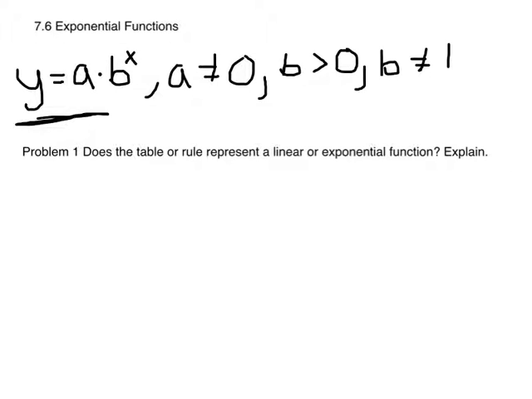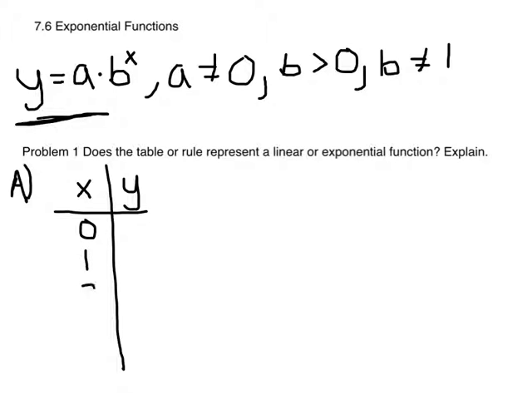Problem 1 asks us to look at two examples and say whether the table or rule represents a linear function or an exponential function, and then to say why. Problem A gives us a table. I want to write that table vertically. We're used to using vertical tables instead of horizontal tables. They are a little bit easier to use in this type of situation, so I'm just going to rewrite the table vertically.